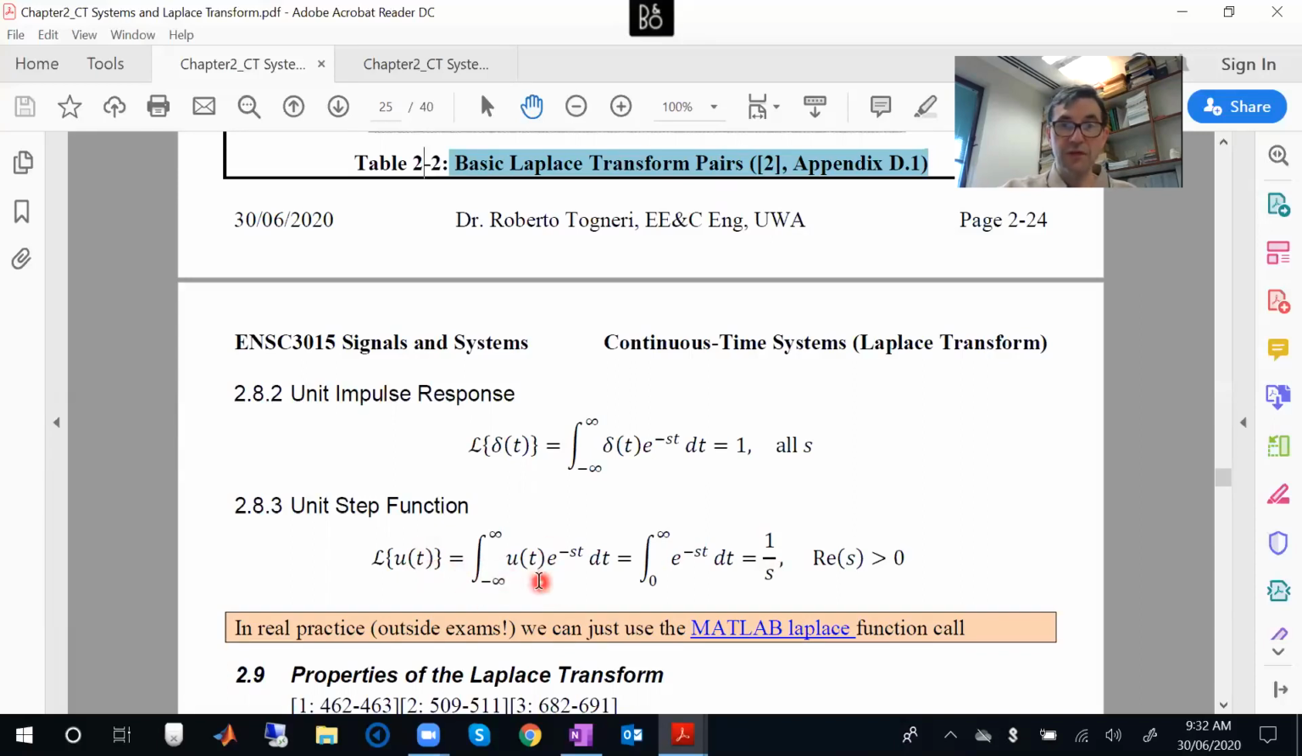If you have a unit step, the integral becomes that, because the unit step is only defined for positive t, and it's defined as 1. And that can easily be seen to be equal to 1 over s. I think that's easy to see. I leave it for you to calculate whether 1 over s is the answer. It should be. Don't forget, when you see infinity, you've got to take limits.